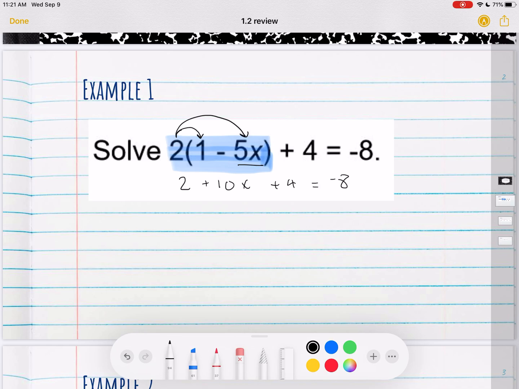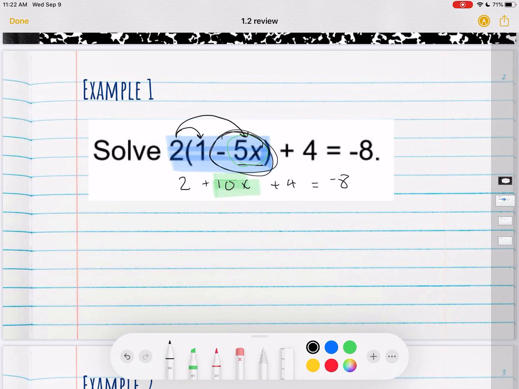I did make a mistake, and that would be right here. This is the most common mistake I see students do. It's right here with this 10x. It's so easy when you do the distributive property to just think, oh, it's 2 times 5x, but really, it's this whole thing.